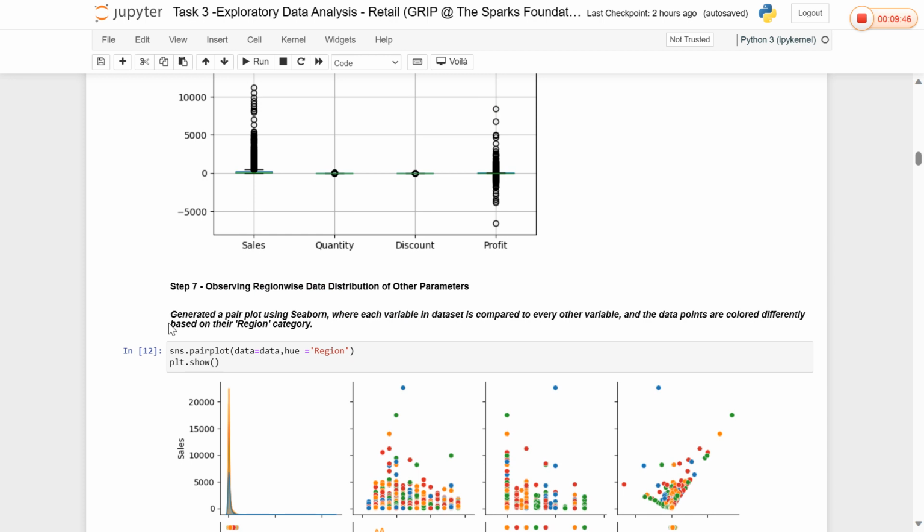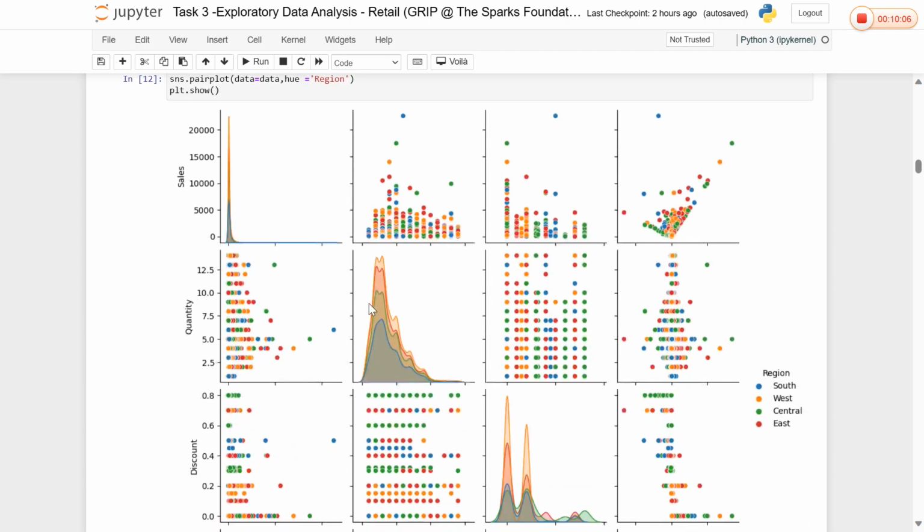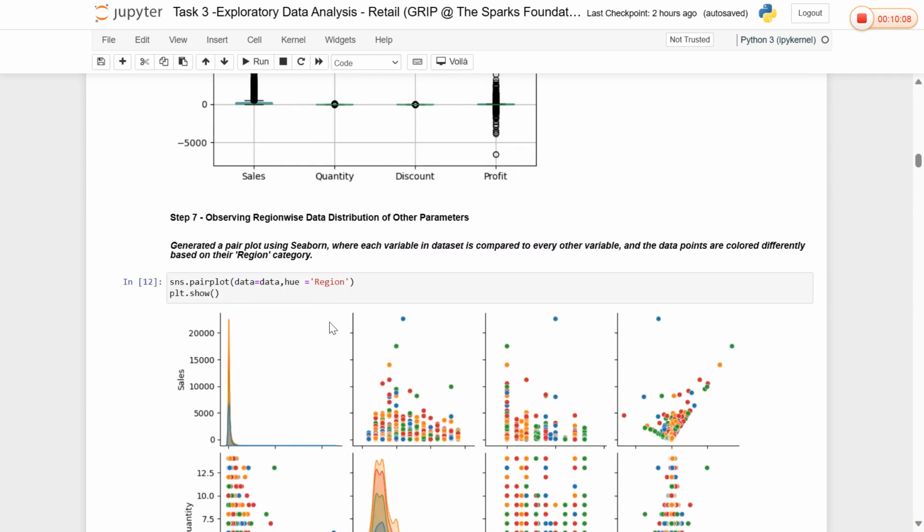Here we generated a pair plot using Seaborn, where each variable in the dataset is compared with every other variable, and data points are colored differently based on the region category. In the seventh step, we generated a pair plot and heat map to visualize how various parameters in the dataset relate to each other, with a focus on different regions.